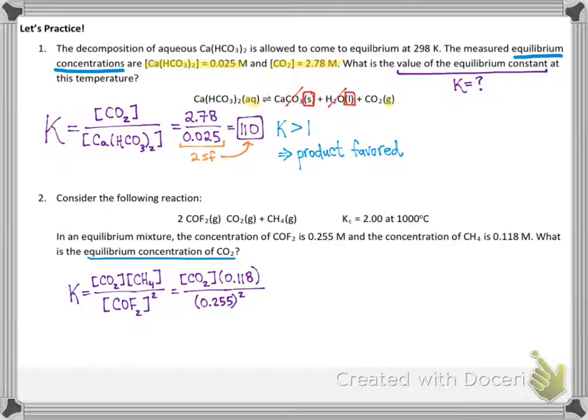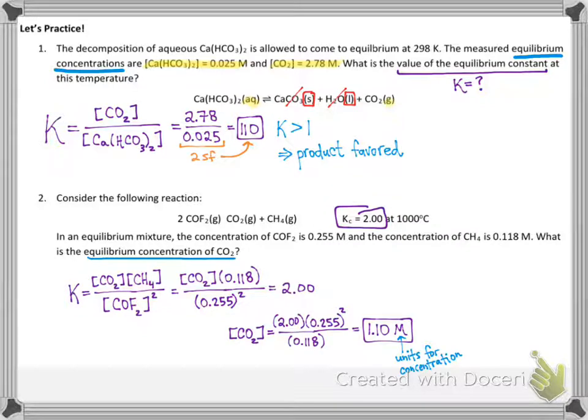For this problem, if you start plugging in the given concentrations, you'll notice you're missing one. And in fact, that's what they're asking you to solve for. But luckily, they also gave us the value of Kc. So this just becomes delicious algebra. Once you've rearranged to solve for the concentration of carbon dioxide, you get 1.10 molar, keeping 3 sig figs. And notice, we do have a unit this time because we're solving for concentration. We weren't solving for K.